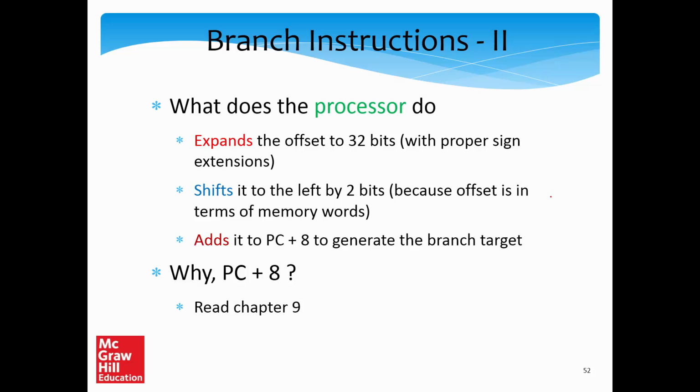So for the branch instructions, what does the processor do? It expands the offset to 32 bits with proper sign extensions. It shifts it to the left by 2 bits because it's in terms of memory words. And it adds it to PC plus 8 to generate the branch target. Before you ask me, let me tell you why PC plus 8. This is sort of non-intuitive, right? But we are not in a position to answer this. You need to wait till chapter 9 for the answer to this question.